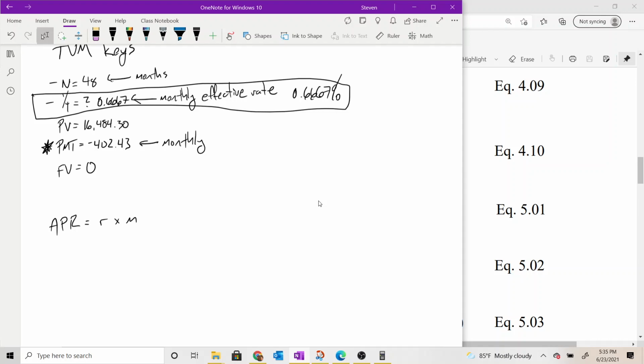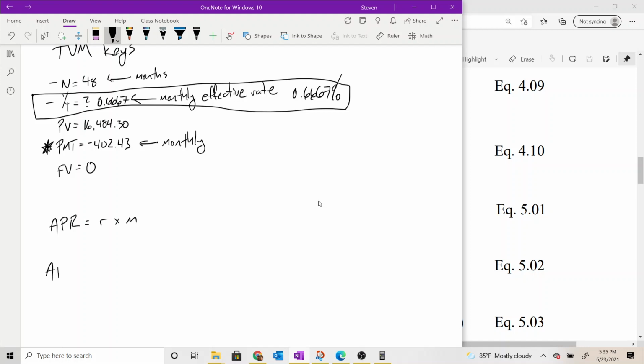Of course, those are just letters. What the heck do they mean? APR is annual percentage rate. R is the periodic effective rate that matches the frequency of the cash flows. So for example, in this problem, we've got monthly cash flows, so this little r is the monthly effective rate. If we had quarterly cash flows, this would be the quarterly rate. If we had annual cash flows, this would be the annual rate. M is the number of compounding periods per year. So for this problem, since we have monthly payments, that is 12 payments per year, or 12 compounding periods per year.